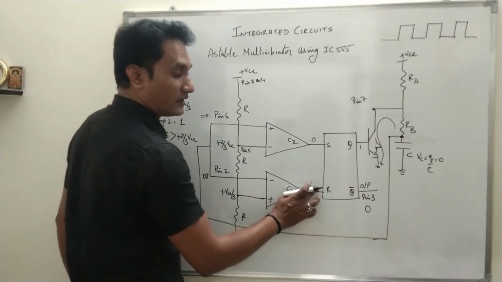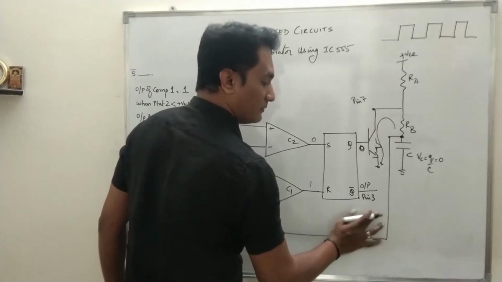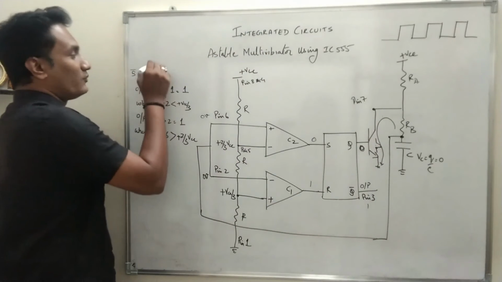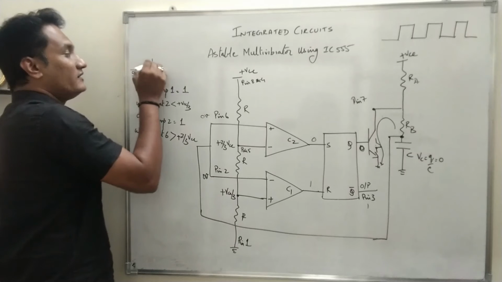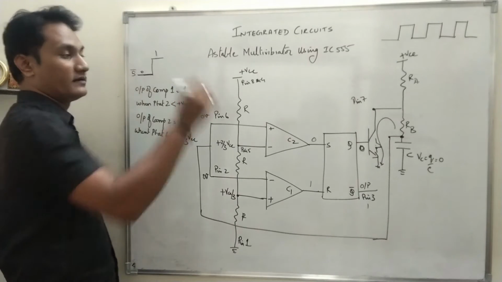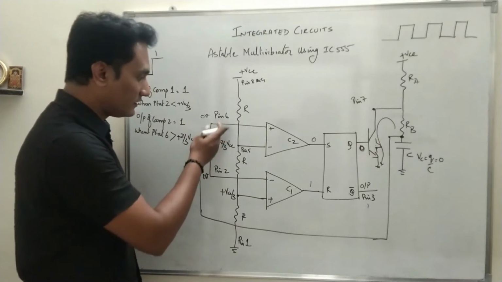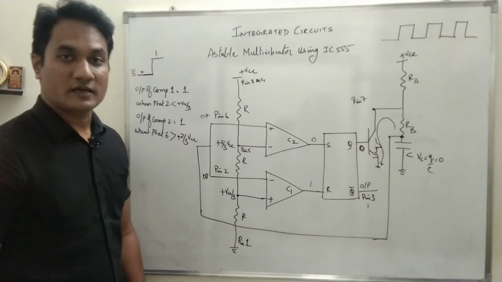The flip-flop resets. Resets means Q will become 0, Q bar will become 1. So the output has by default changed from 0 to 1. You don't have to give any triggering. You just have to connect the trigger inputs to the voltage across capacitor.